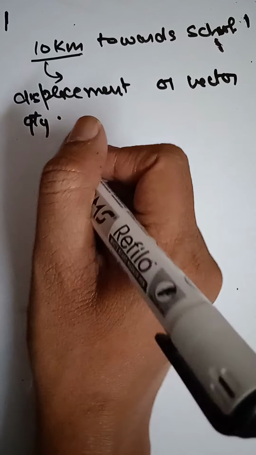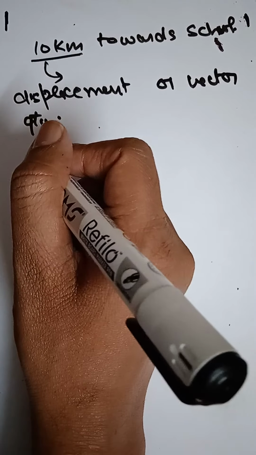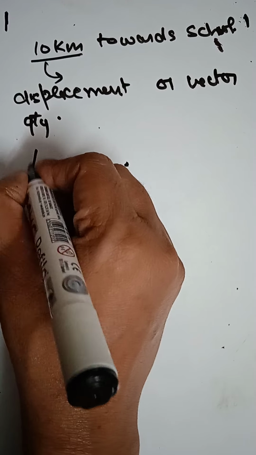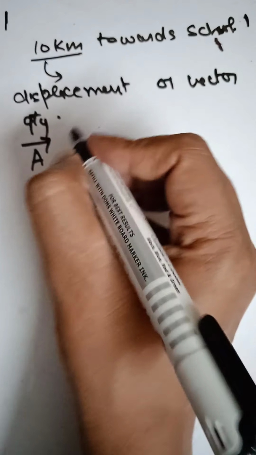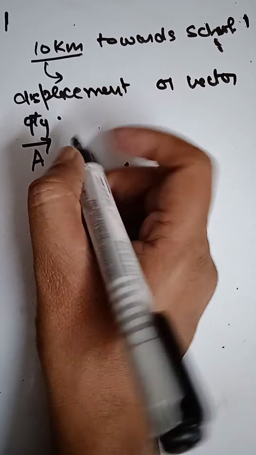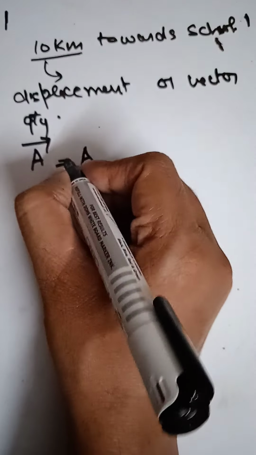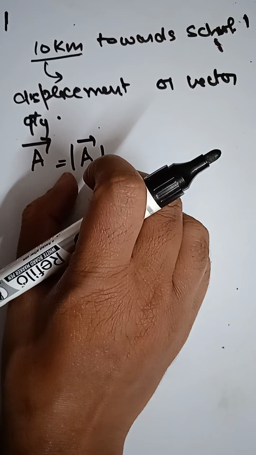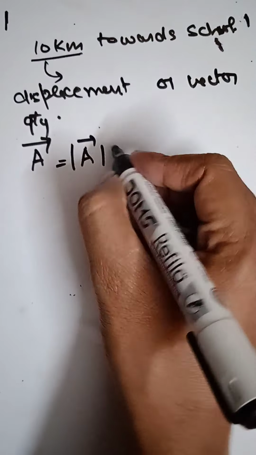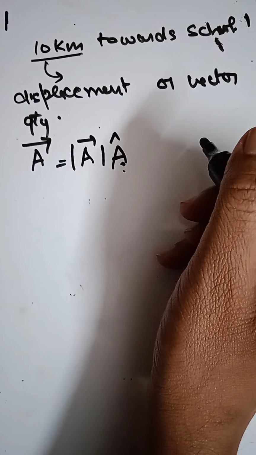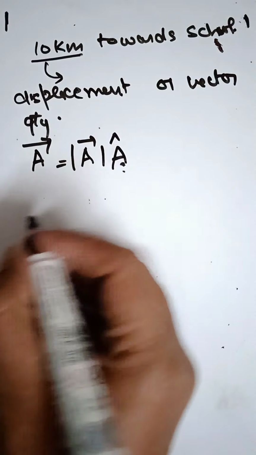Then comes a very important thing. How do we represent a vector? A vector can be represented by a letter with an arrowhead. In this, we have to mention both magnitude as well as direction. So, vector in the modulus sign represents the magnitude, and a letter with a cap over it gives us the direction.